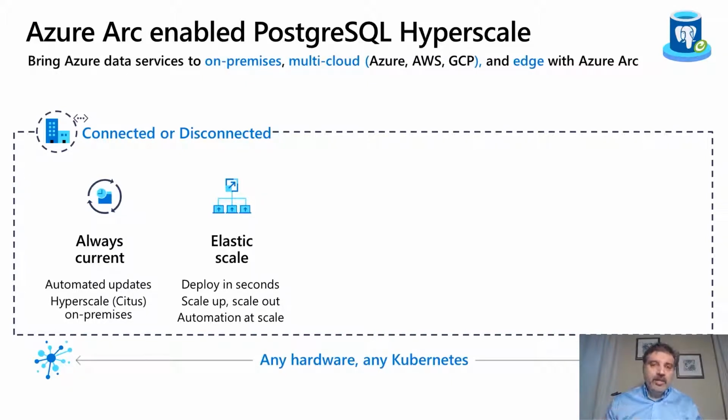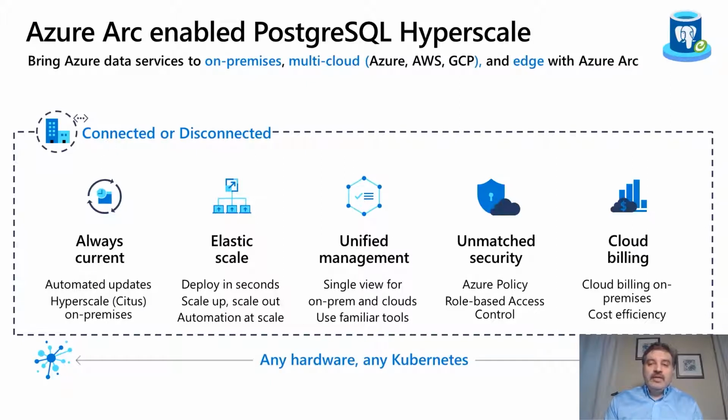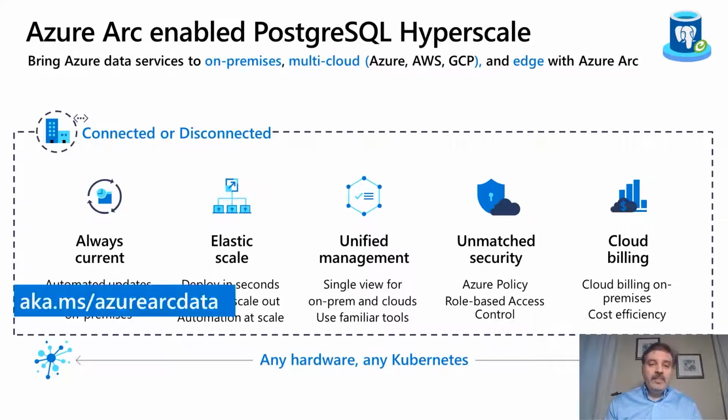Of course, you are providing the infrastructure, but the software makes it easy for scaling, and provides unified management, a single view for on-prem and cloud using familiar tools. Azure policy is implemented, and also cloud-based billing. You are going to enjoy all the benefits of the cloud, but in your data center or your preference. So essentially, it can run anywhere using Azure Arc. The only requirement is Kubernetes, any Kubernetes.